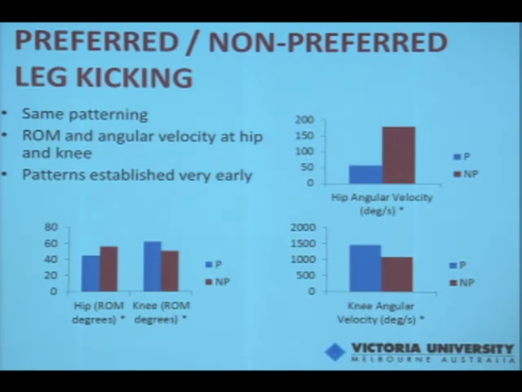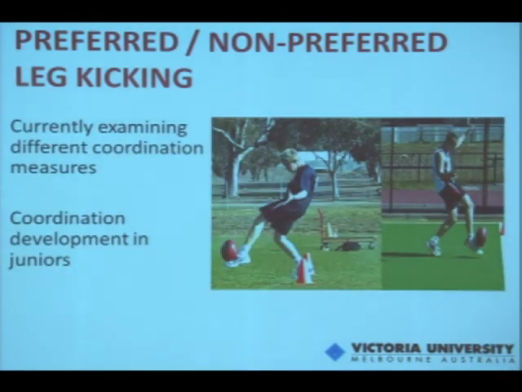Greater hip angular velocity at ball contact for the non-preferred leg. Greater knee angular velocity for the preferred leg at ball contact over the non-preferred. And with range of motion, same deal. Greater knee range of motion for the preferred leg. Greater hip range of motion for the non-preferred leg. So it looks like patterns are established very early in the piece. It was quite interesting that it happens that quickly and that early.